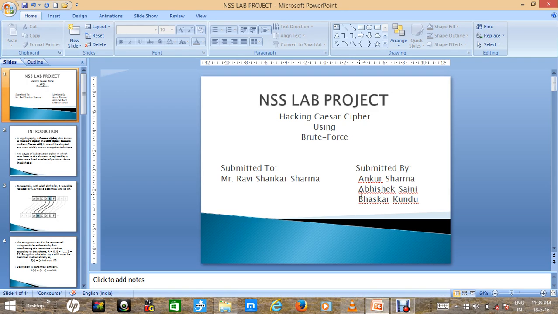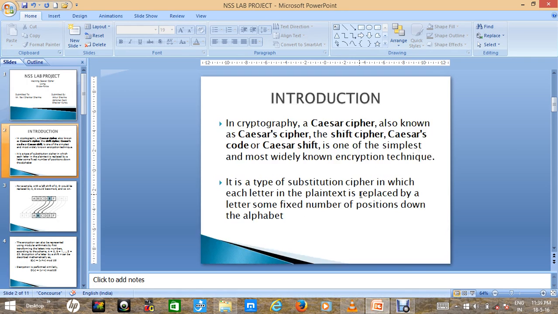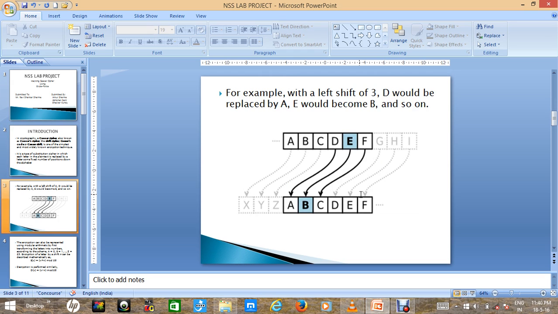So Caesar cipher is one of the earliest known and simplest ciphers, and in cryptography it is also known as shift cipher. It is a type of substitution cipher in which each letter in the plain text is replaced by a letter some fixed number of positions down the alphabet. To demonstrate that, we have shown the example here: A is replaced by D, B is replaced by E. So it's a shift by three values. For example, C would be replaced by F, D would be replaced by G.